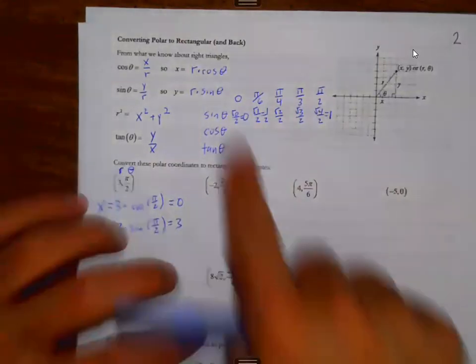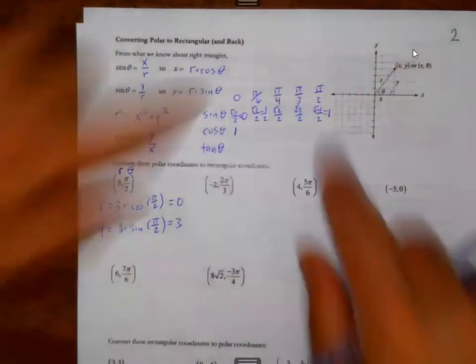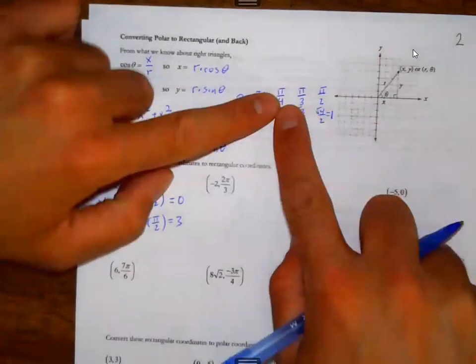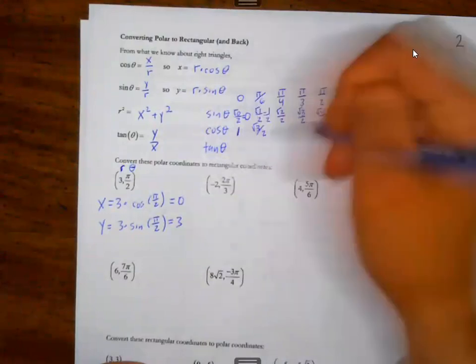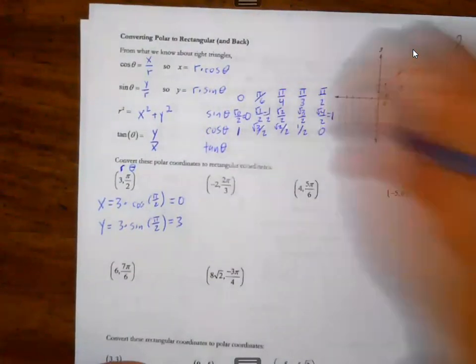So that means for this table, the next row is just the top row in reverse, because 0 and 90 add up to 90, and 30 and 60 add up to 90, and 45 and 45 add up to 90. So we get 1, root 3 over 2, root 2 over 2, 1/2, and 0.